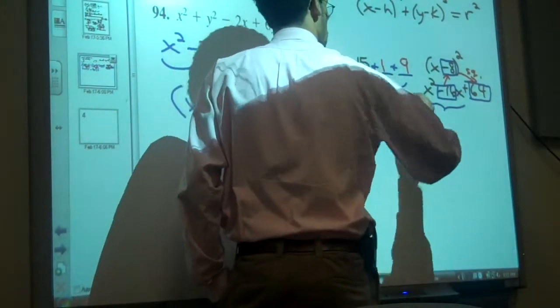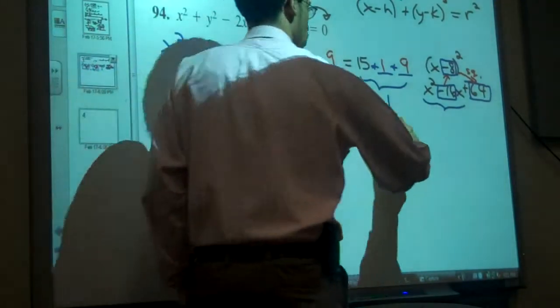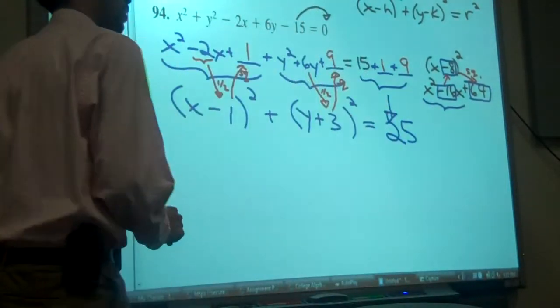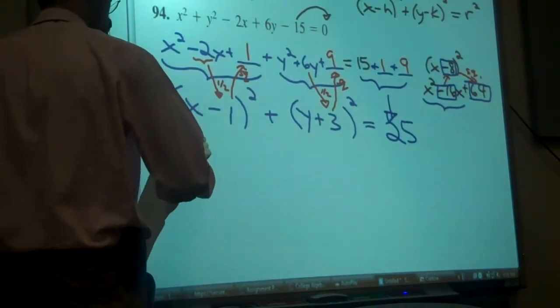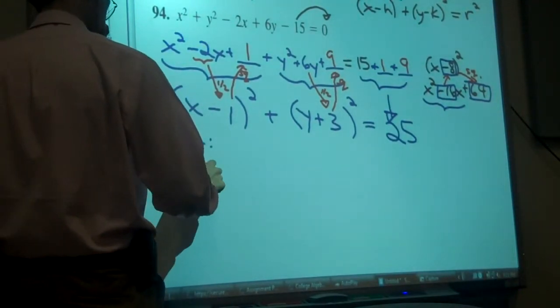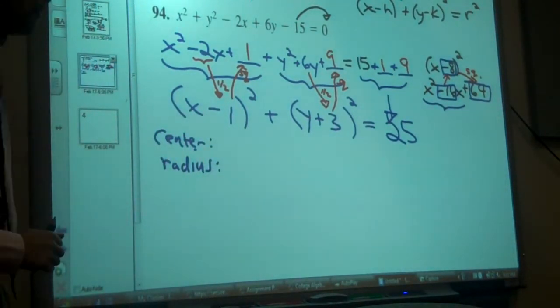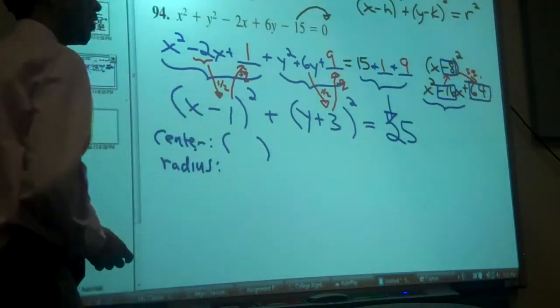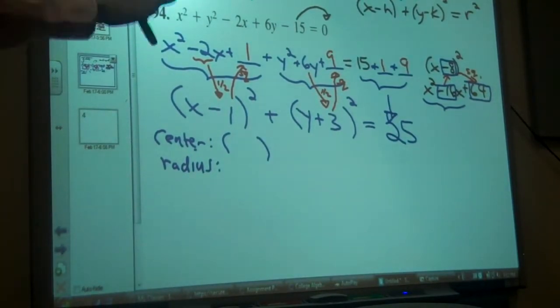And then our right-hand side gets added up to be 25 conveniently. A perfect square. So now we're in standard form. We can read off that the center is, what's the center? That would be minus 9. Okay, you can add and subtract, but you have to do it on the same side of the equals. I prefer to add on one side and add on the other side.